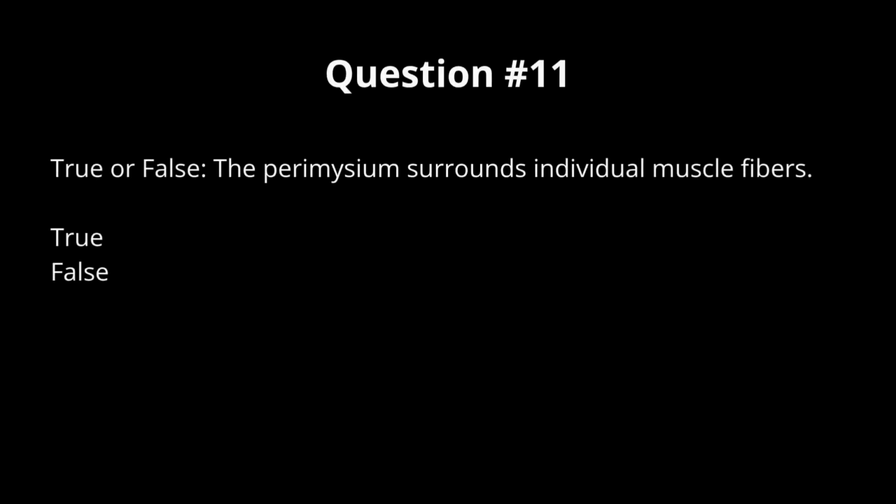Question number 11. True or false? The perimysium surrounds individual muscle fibers. The correct answer is false. The perimysium surrounds bundles of fibers called fascicles, while the endomysium surrounds individual fibers.